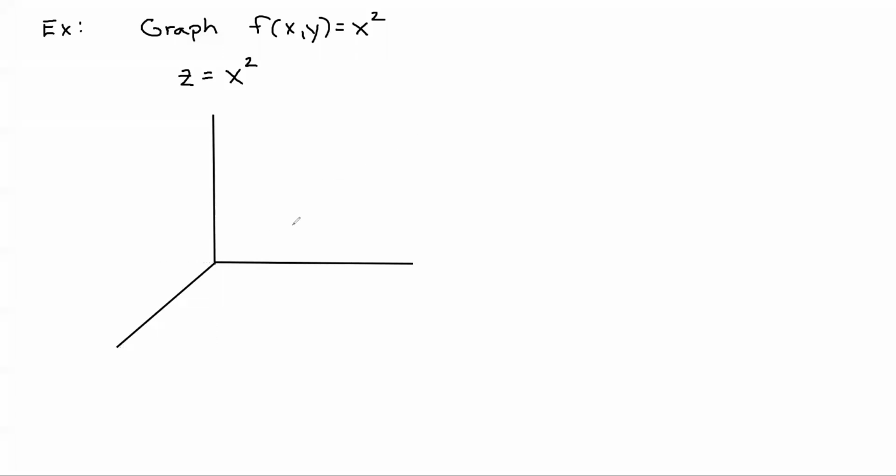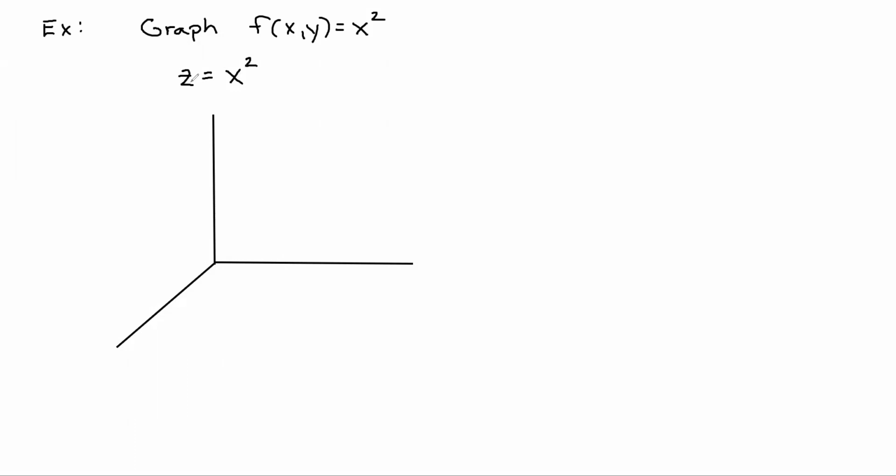All right, and then once you've drawn your coordinate axis, what we want to do is go through and sketch this somewhere. Now, the easiest place to sketch it is where y equals 0, right? That's going to give us a nice location, and that's going to be the xz plane. So we want to sketch z equals x squared on the xz plane.